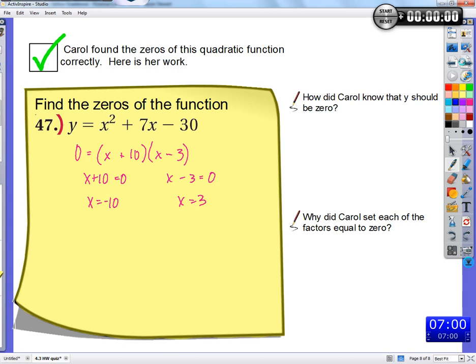Okay. This first question is the reason why this sticky is yellow, because it involves a little bit of information that we didn't explicitly discuss. We didn't necessarily have to know it to get it done, but we do want to make this connection.